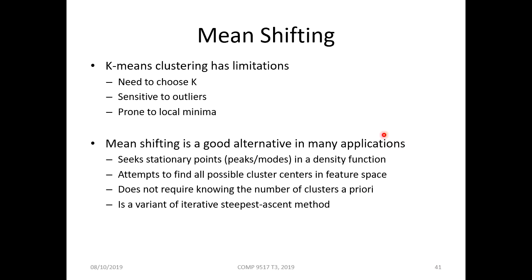And the nice thing is that it doesn't require you to set any number k, for example, as in k-means clustering. How many objects do you want? It will find out itself. I will show you in a minute how that works. And it's a variant of what is called the iterative steepest ascent method. You climb, in a way, you climb to the area in the feature space where you have the highest density.